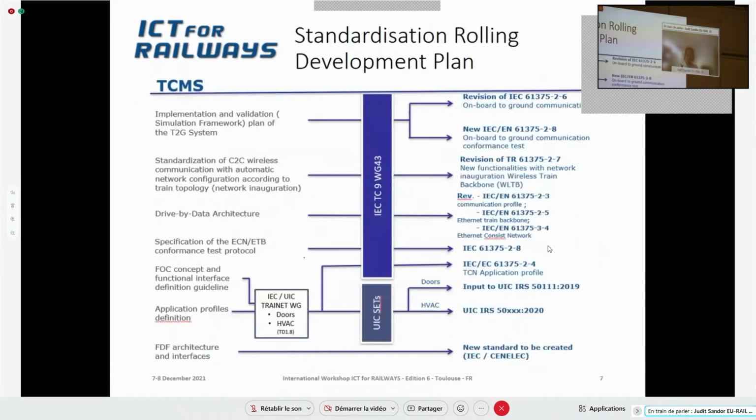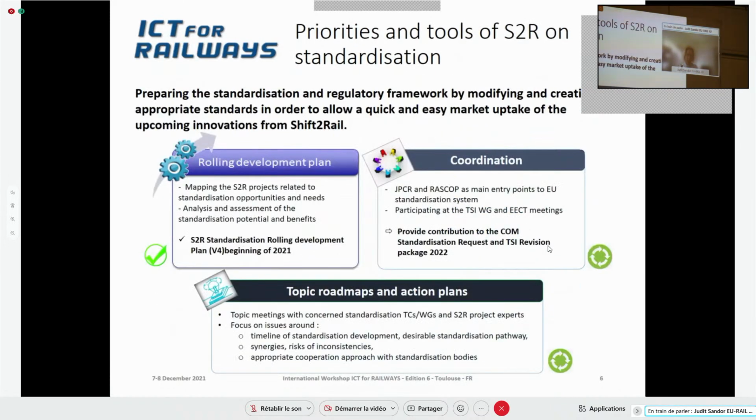And then the third point, if you go back for a second, sorry, is also alignment. So make sure that the areas and the activities that are coming out are aligned with the timing and the scope of activities that are outside of Shift2Rail.